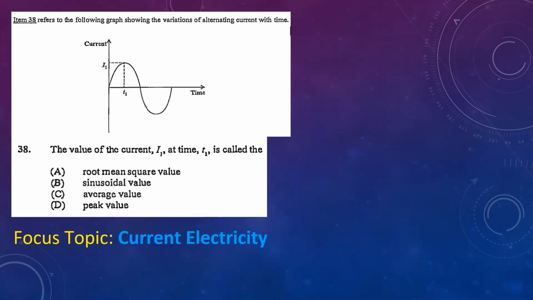Number 38, we have a graph of current against time, and we're to find out what is shown at I. Now, most of these values may not be familiar to you, but you can look at the fact that the current I is at the maximum. So we see that's a peak. All right, the peak value is the maximum value of the current. And so your answer should be D.